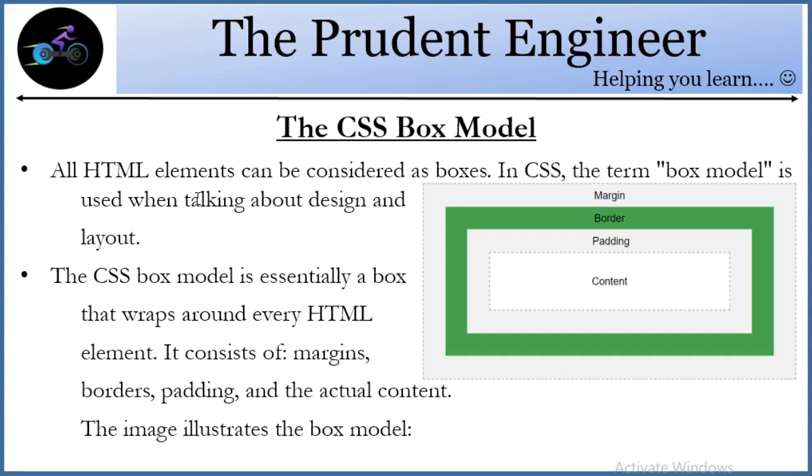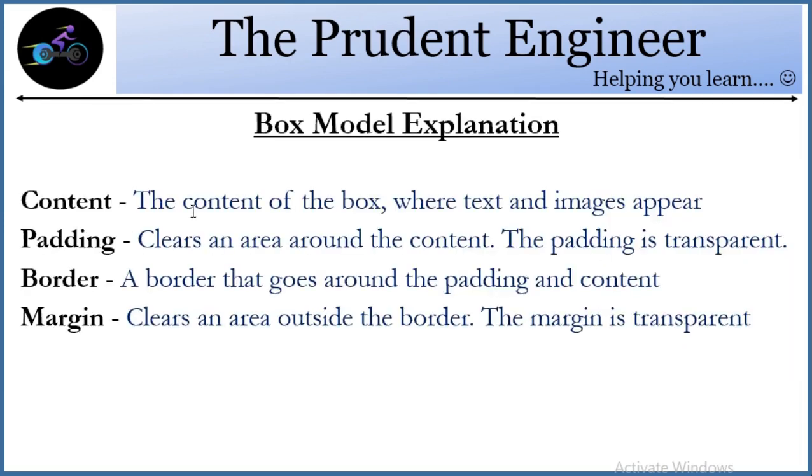So in the CSS box model, all elements can be considered as boxes. The box model is used when we are talking about design and layout. It's simply a box that wraps around every element and has margins, border, padding, and the main content. The content is where the text and images appear. The padding is the area around the text and image. The border goes around the padding and the content, and the margin clears the area outside the border. The padding and the margin are transparent, you cannot see them.